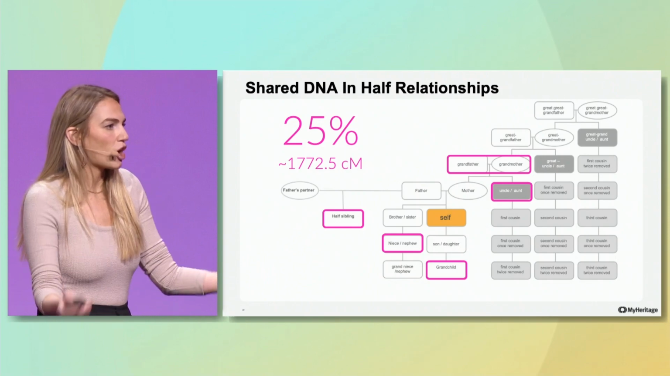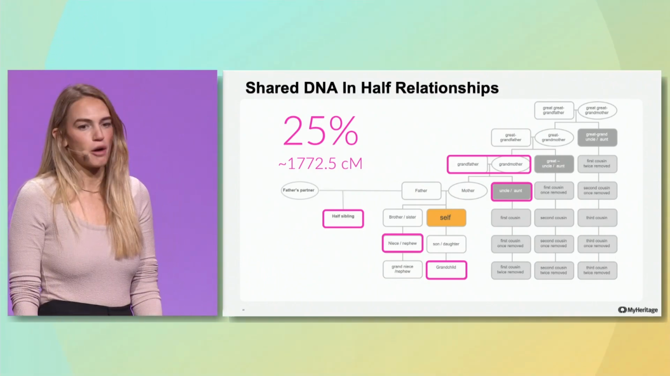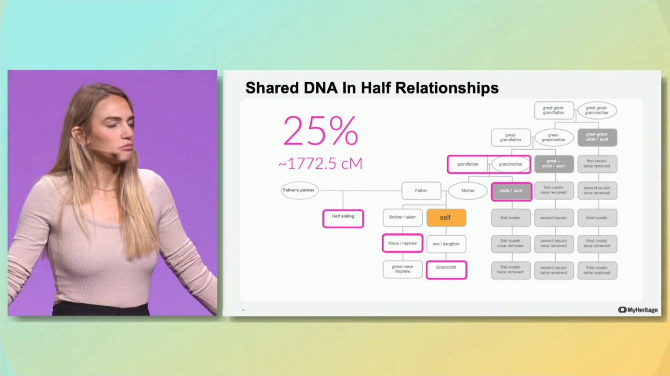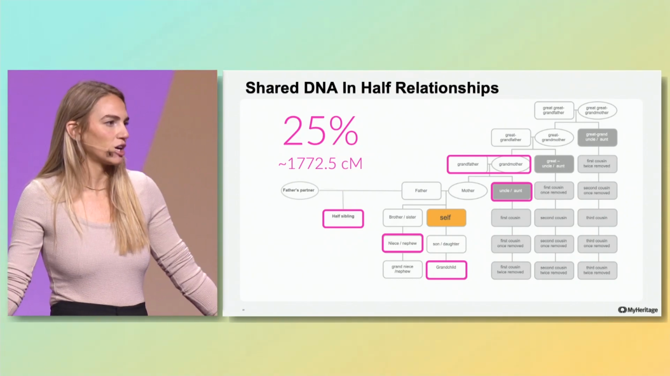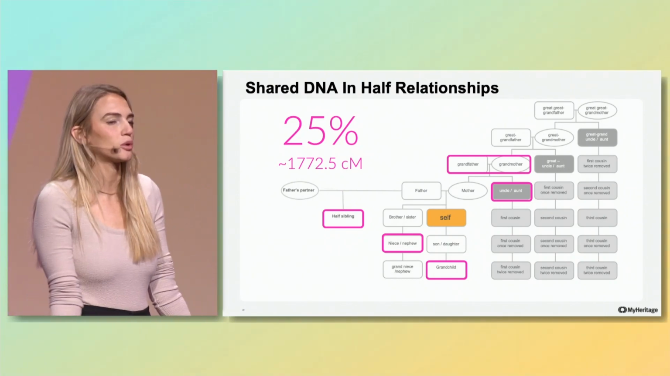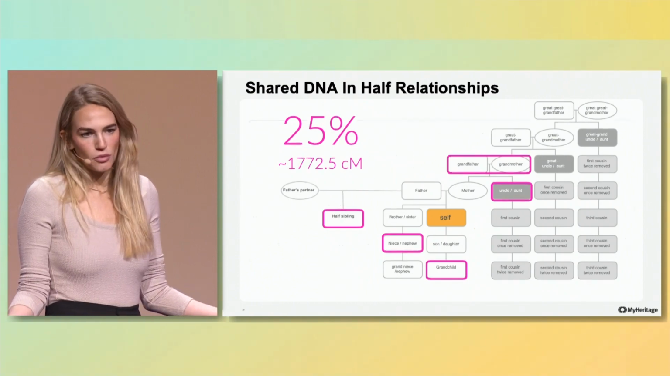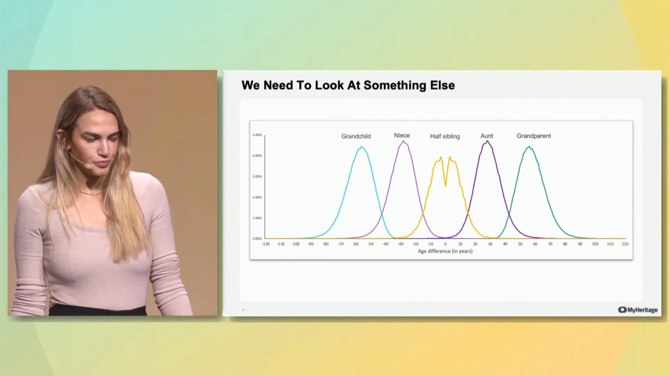So DNA is a good proxy for the relationships, but I have 5 options here, even 6. Which one of them should I look for? I have a DNA match, and me and this DNA match share 25% of DNA. But where should I look? So there is something else we need to look at.